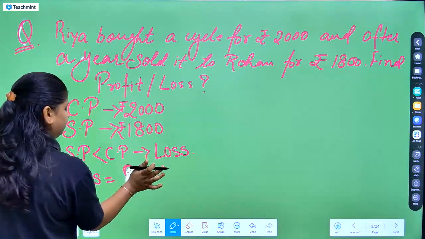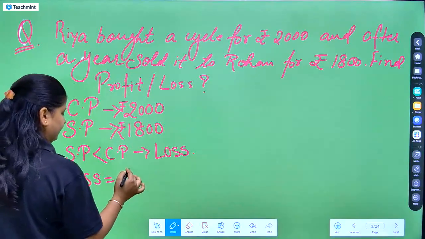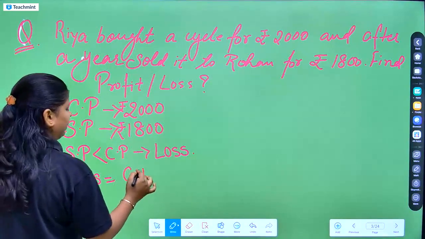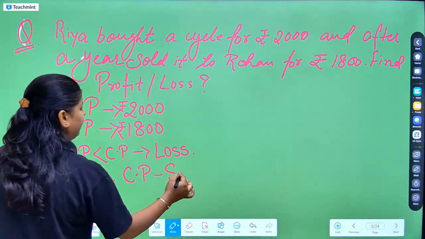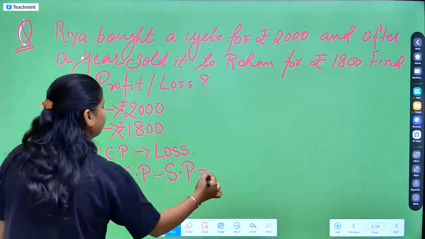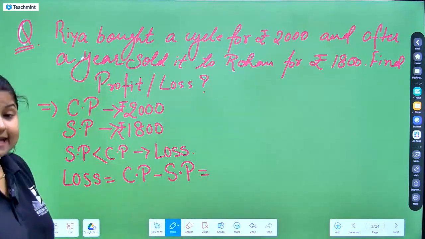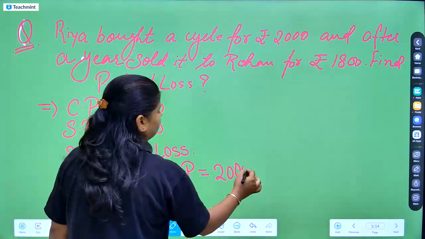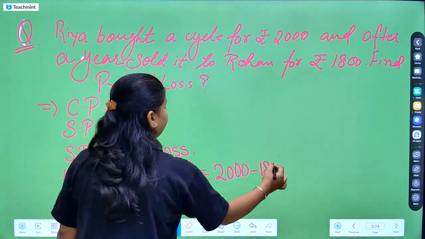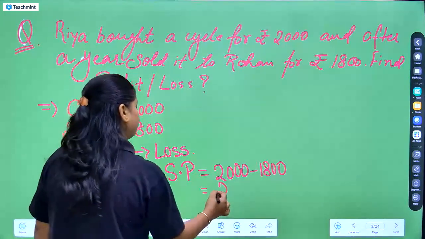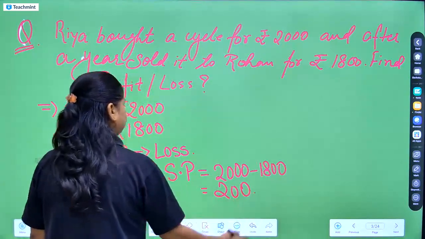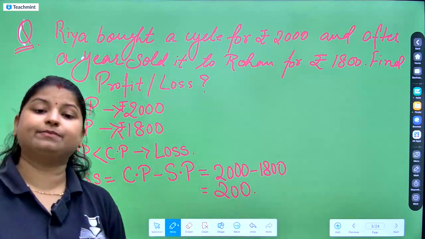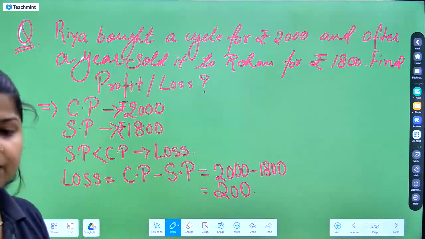Ma'am, CP minus SP. Very smart. CP minus SP, that is cost price minus selling price. So I would subtract 2000 minus 1800. 200 is my loss. 200 is my loss, right?